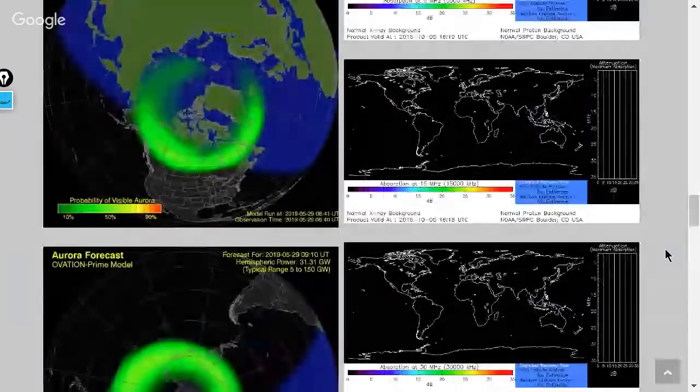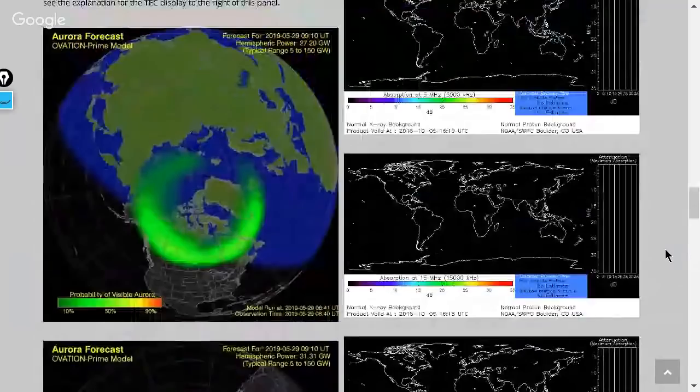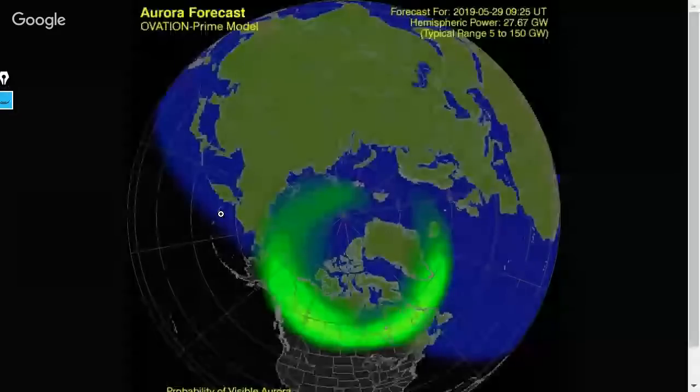There are the Aurora forecasts. I would have expected them to be a little beefier than that. If you're in those areas, I would go out and look up.